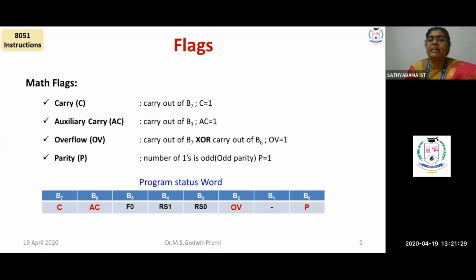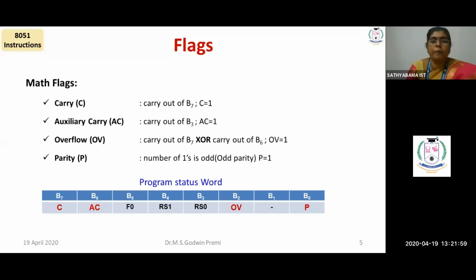That means carry out of bit 7 XOR carry out of bit 6. If there exists a carry, not only from bit 7, we have to check bit 6 also. Then we have to XOR these. If there is only one carry, then we will be getting the overflow flag. This overflow flag is used to identify whether the resultant data is exceeding the limit or not.